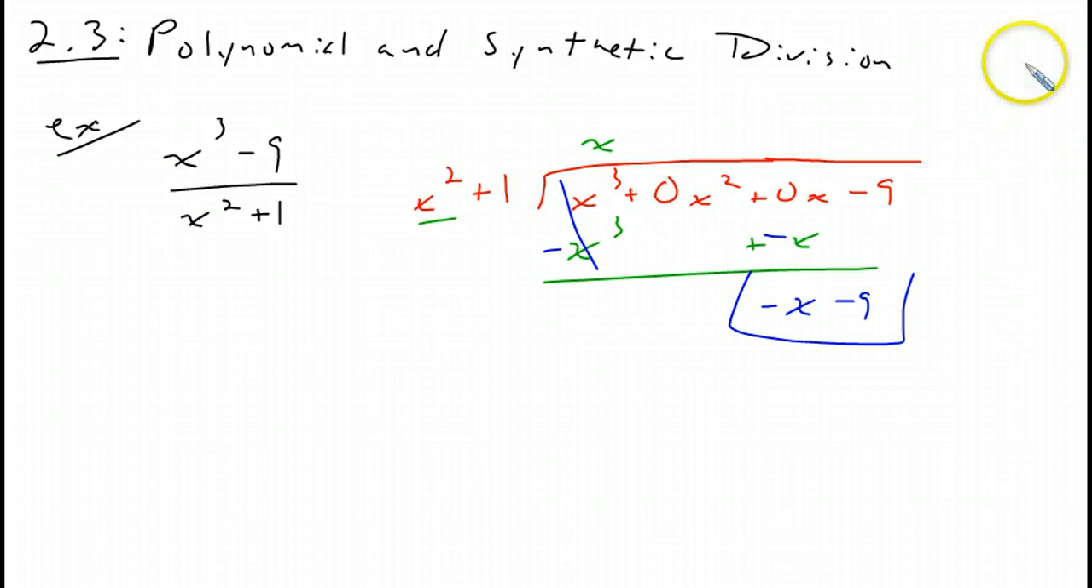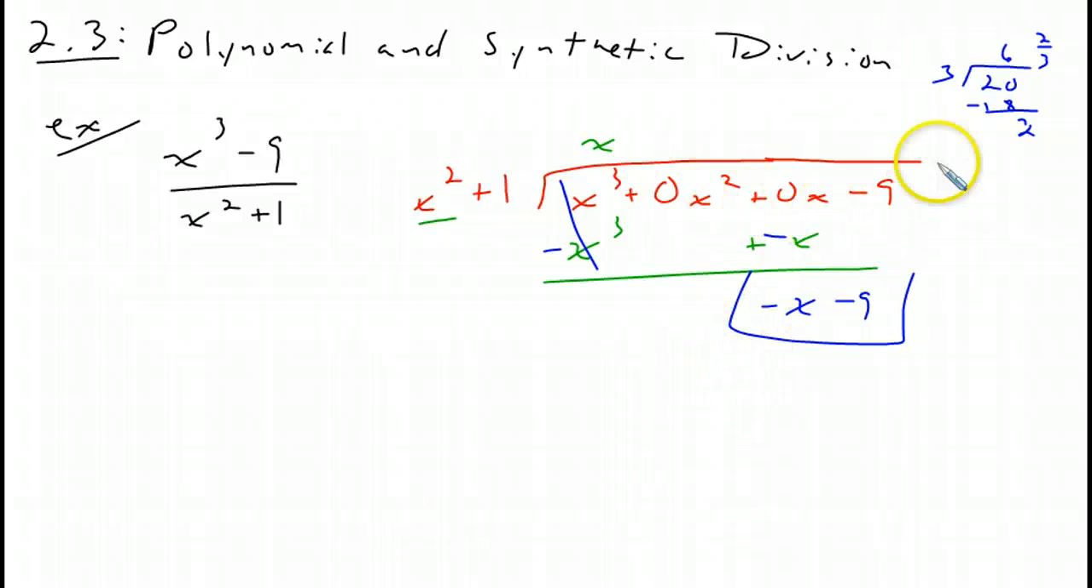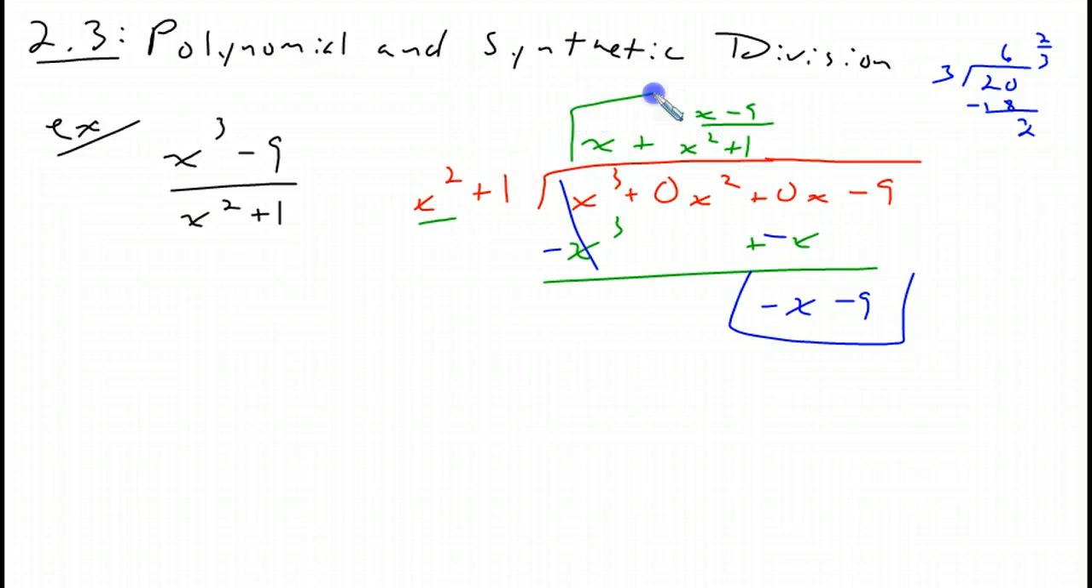Well, when I have a remainder in long division, say if I had 20 divided by 3, that will be 6. If I put in 6, it'll be 18. I'll subtract, so I'll have a remainder of 2. So this is 6 and 2/3. Same thing with polynomial division. Whatever you are dividing by, your remainder will be on top of that. So my remainder is negative x minus 9, so plus negative x minus 9 over what I'm dividing it by, so x squared plus 1. And there's your answer.